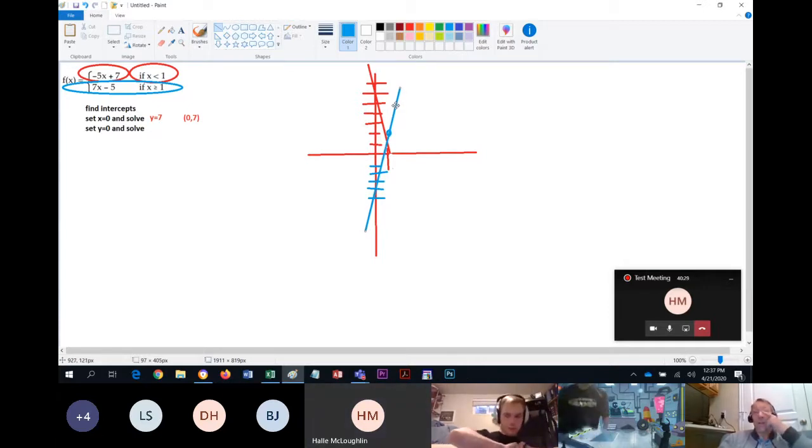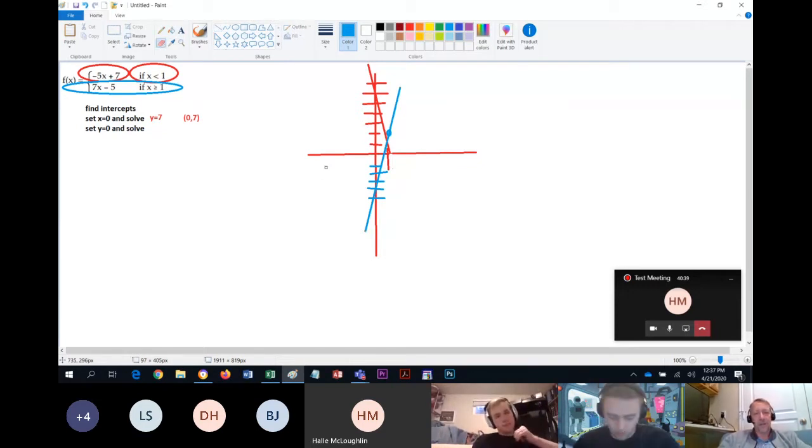So now I need to look at my domain. My domain says x has to be greater than or equal to 1. So at this point, I get to erase all of this, right? And I get to erase all of this too, right up to there.